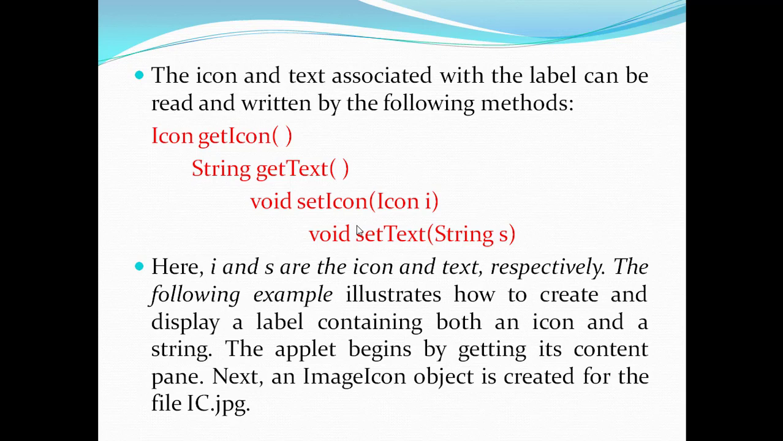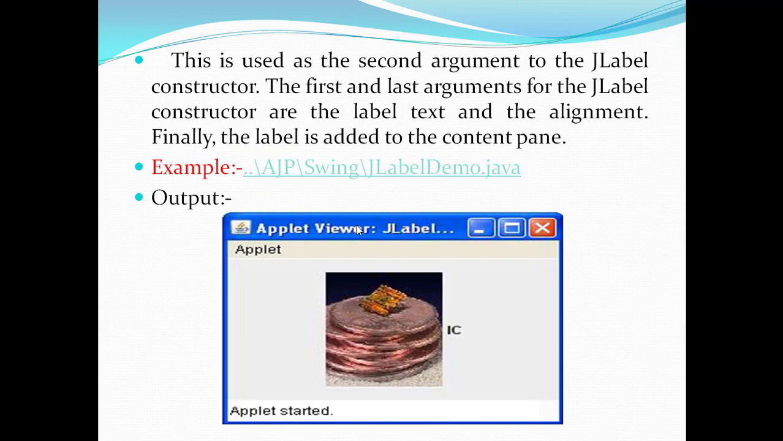The following example illustrates how to create and display a label containing both an icon and a string. The applet begins by getting its content pane. Next, an ImageIcon object is created for the file img.jpg. See the output of this. In this output there is one label which has the icon painted on it and the text. Like this the output is there.